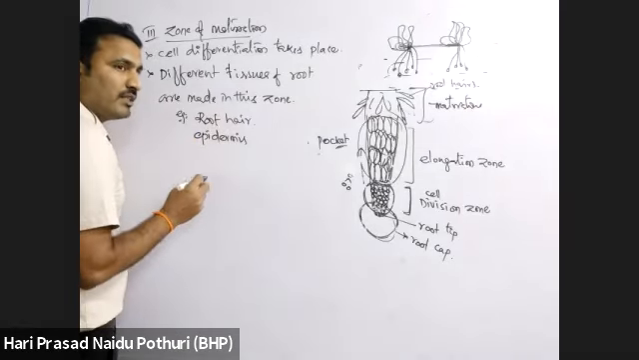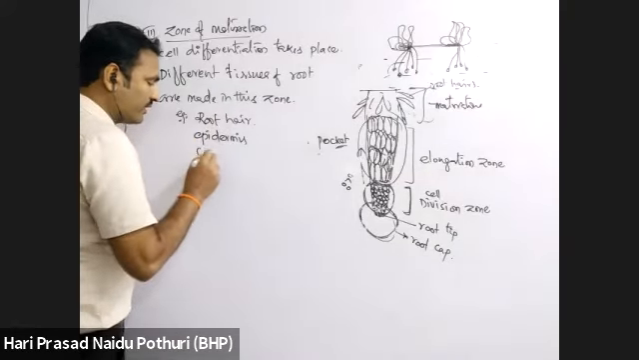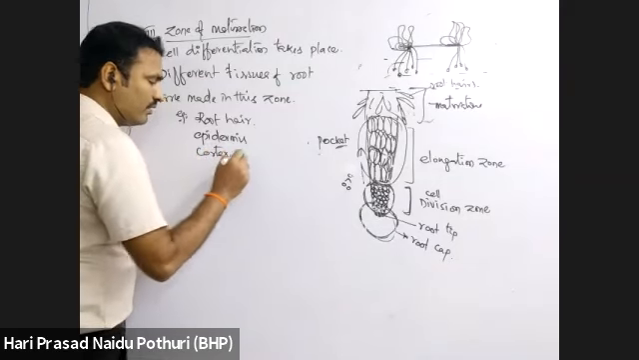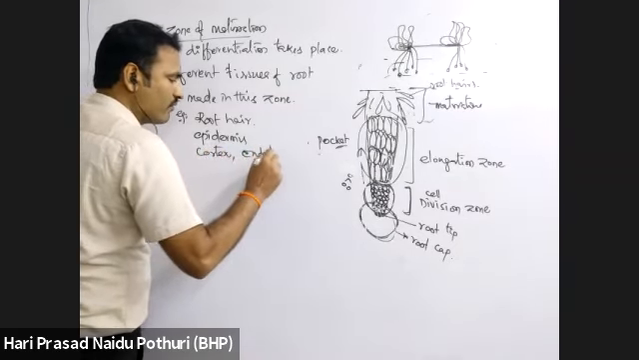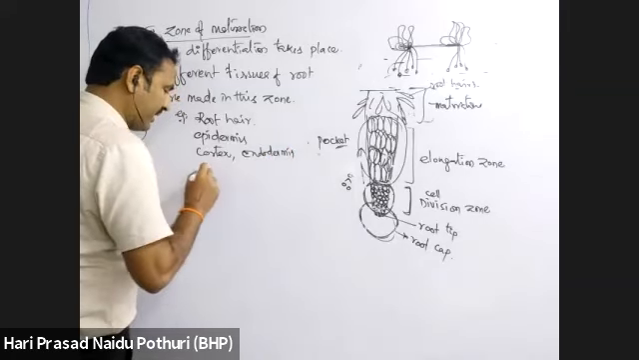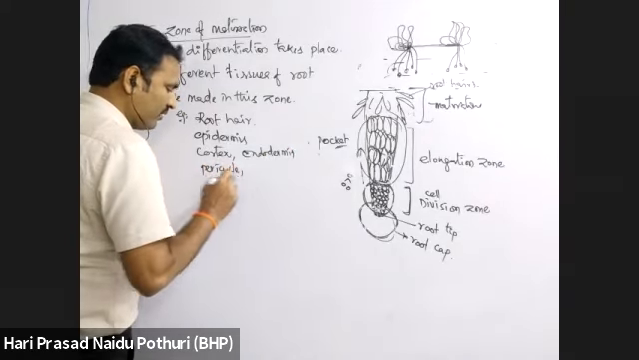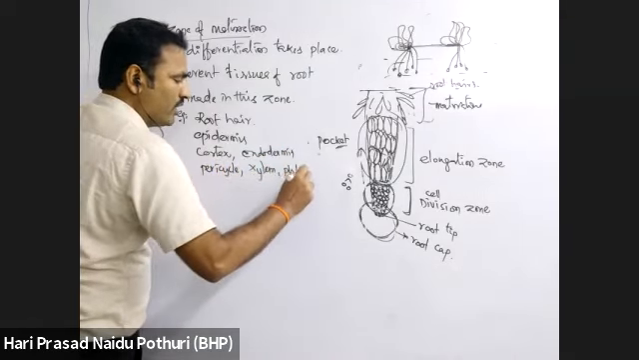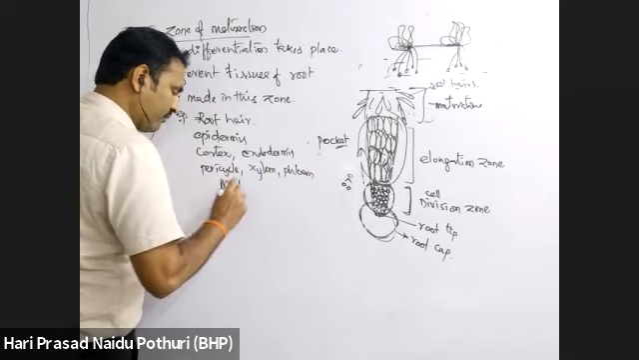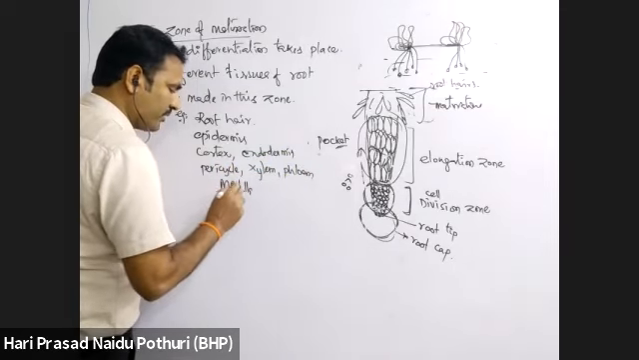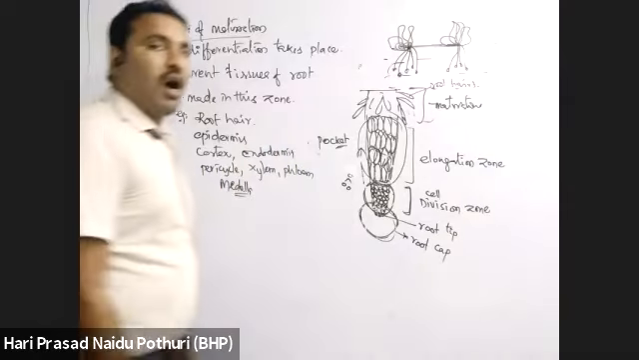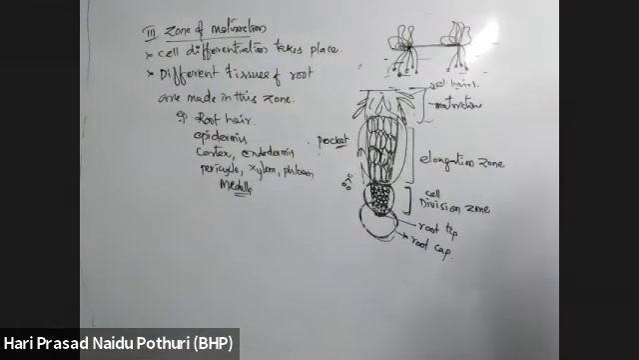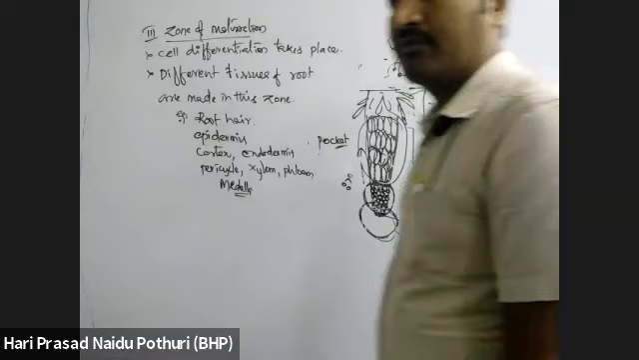Below the epidermis, what is present? Cortex. Then endodermis. Then pericycle. Then xylem, phloem, even medulla or pith, which is present in root anatomy. So all parts of the root, all tissue systems of the roots, are developing.